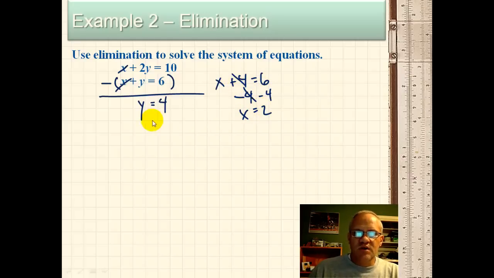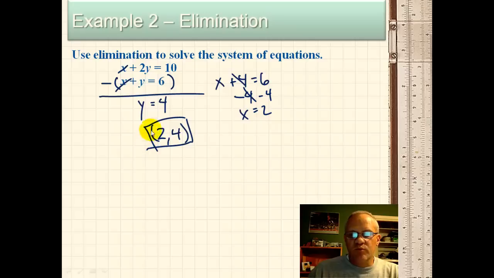X equals 2. So how would we write this as an ordered pair? What do you think we would do there, Brandon? 2, 4. Notice that even though we solve the x second, remember when we write it, it goes first. So we go 2, 4.